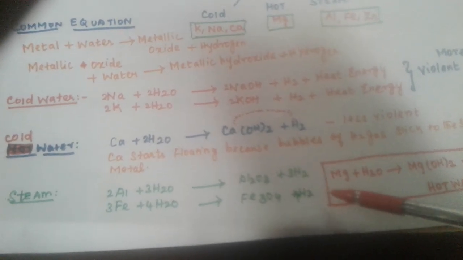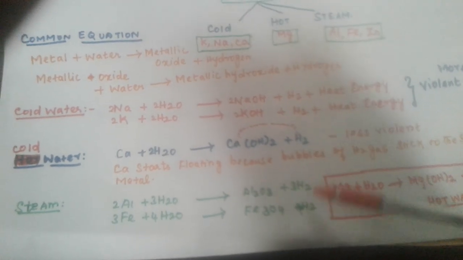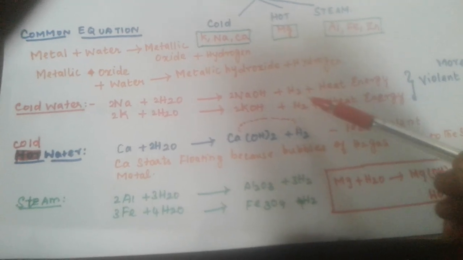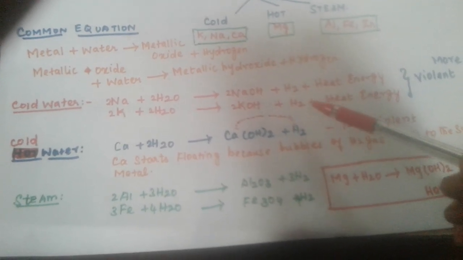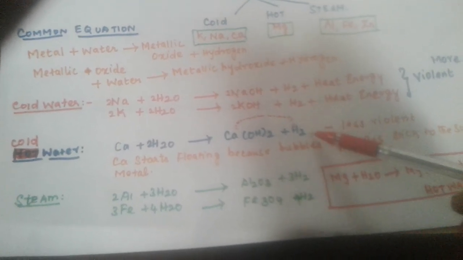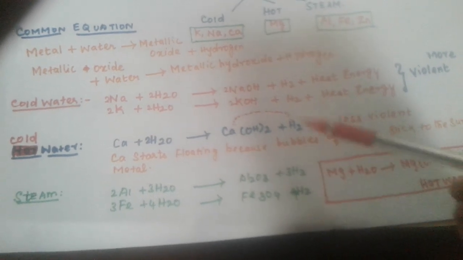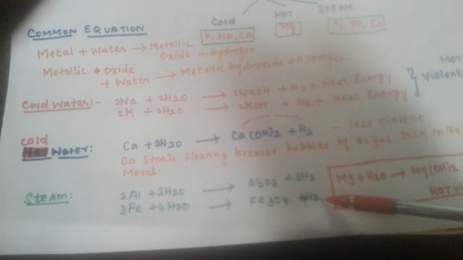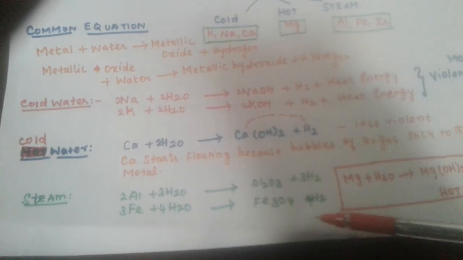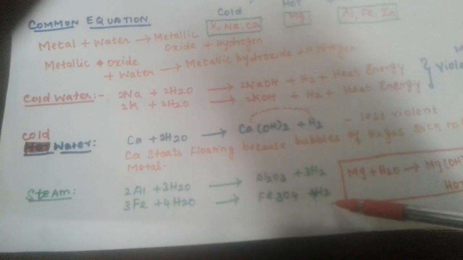But the rate of liberation, meaning evolution of the hydrogen gas, differs from each metal. Okay. For sodium and potassium, the evolution of hydrogen gas is very fast. Okay, followed by calcium, then followed by aluminium and Fe. Like that we have to arrange the reactivity series for water. But copper, gold and silver cannot react with water.